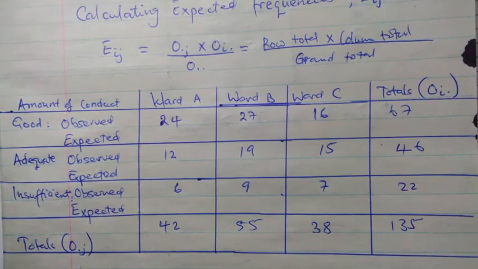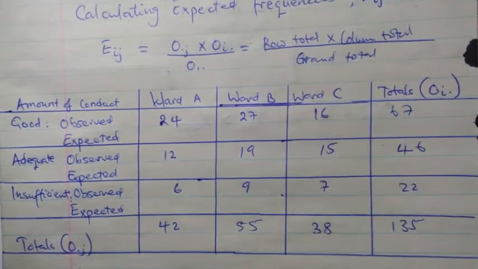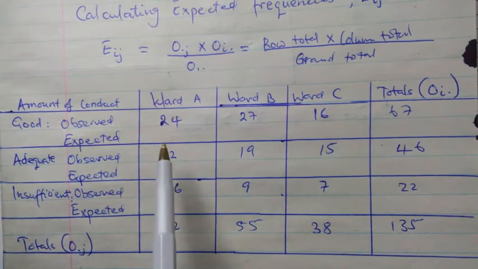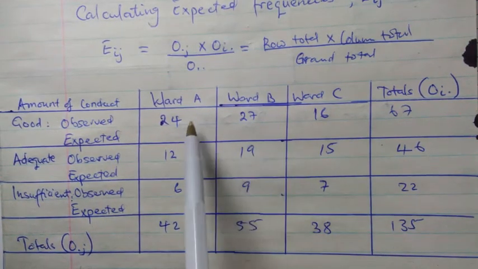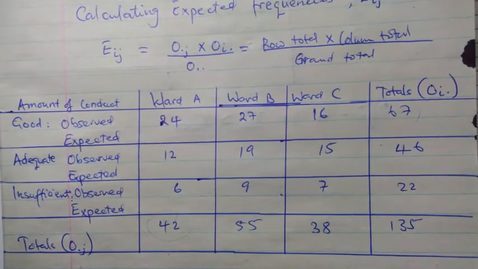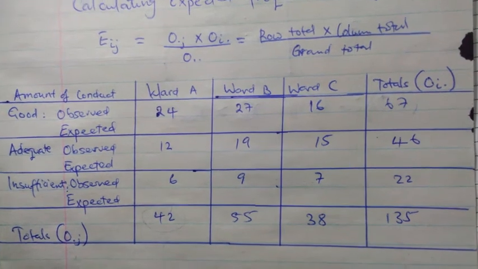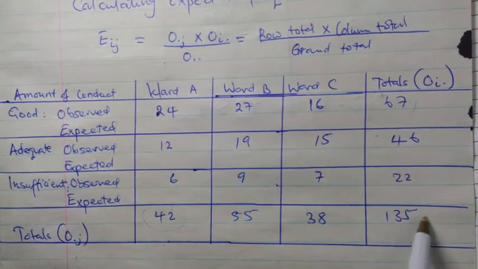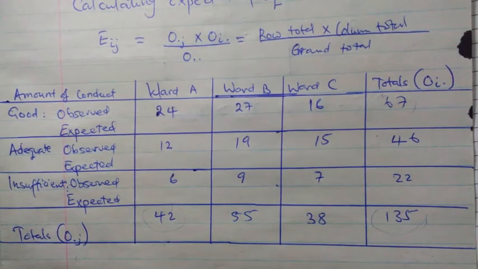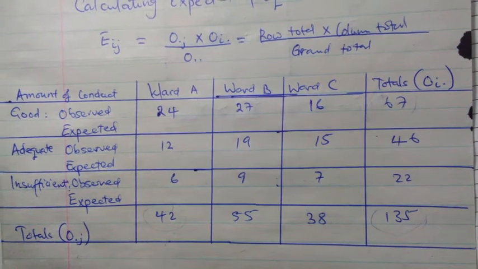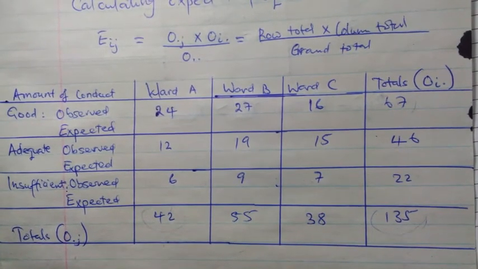So using this formula to calculate our expected values, for the first cell, the row total is 67 and the column total is 42. So we're going to say 67 multiplied by 42 divided by 135. If you punch that on the calculator, let's see what we're going to get. We're going to get 20.8444.